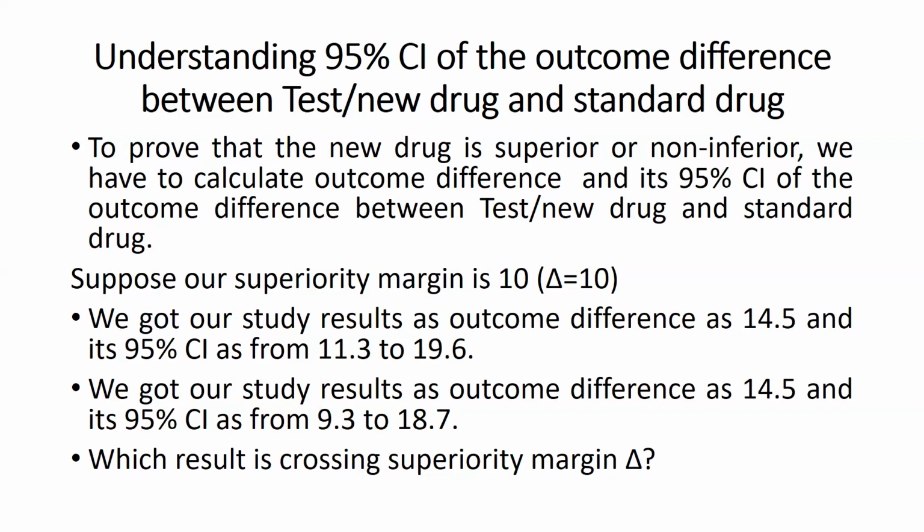Got it? If we are not crossing our superiority margin in the 95% CI, 11.3 to 19.6, please walk from 11.3 to 19.6. The 10 is here, on the left side, not the right side. So we are not crossing this 10, which is the superiority margin in this case. It means the new drug is superior to the standard drug.